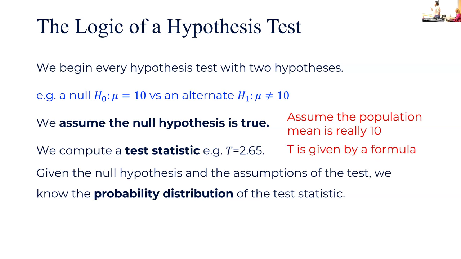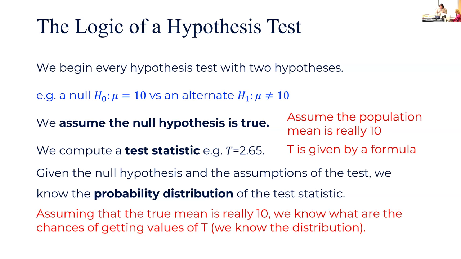We then compute a test statistic. This is essentially a formula that probability theory people have derived. Under the assumption that my mean really is 10, I will know how that test statistic should vary. So I know the odds of getting a particular value of that test statistic, or more extreme than that value, and that's based on probability theory. It all comes from there. Essentially, if I know what the true mean is, I can work out that probability distribution. So that's why we assume the hypothesis to be true. Given the null hypothesis and the assumptions of the test, because every test has additional assumptions, we can work out the probability distribution. So assuming that the true mean is really 10, we know what the chances of getting values of t are. At this point, we've just assumed it.